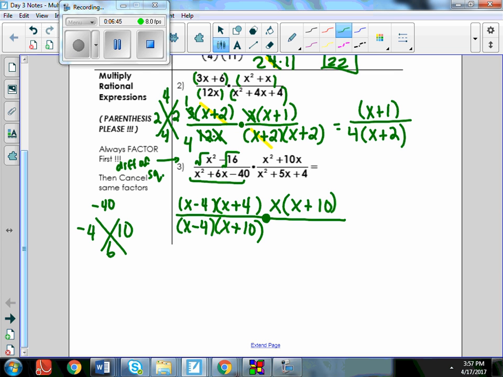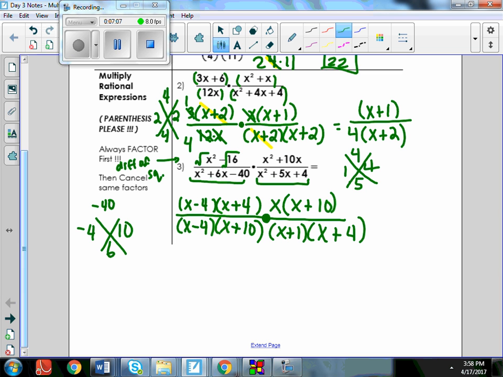Right, on the bottom, it's not swing method. That's kind of nice. What multiplies to make 1 times 4 and adds to make 5? 1 and 4, good. So on the bottom, my factors are x plus 1 times x plus 4. Okay, so now the fun part.